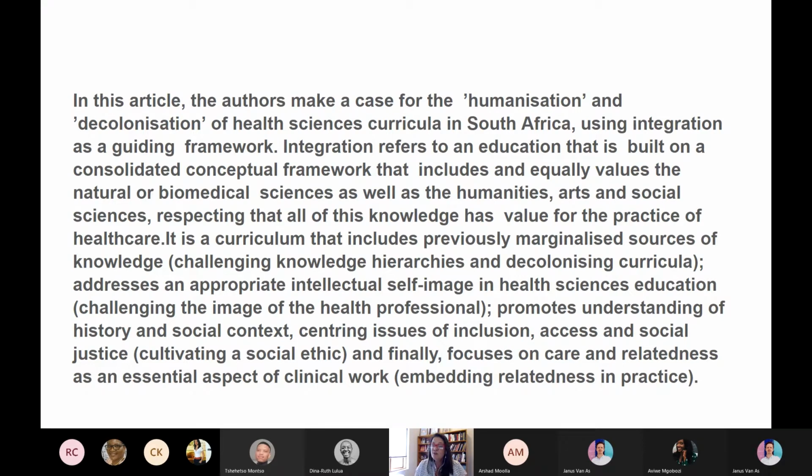It's a curriculum that includes previously marginalized sources of knowledge, challenging knowledge hierarchies, which is part of decolonizing curricula, addresses appropriate intellectual self-image in health sciences education, promotes understanding of history and social context, centering issues of inclusion, access, and social justice by cultivating a social ethic as part of the curriculum, and finally focusing on care and relatedness as an essential aspect of clinical work, embedding this, in fact, in practice.